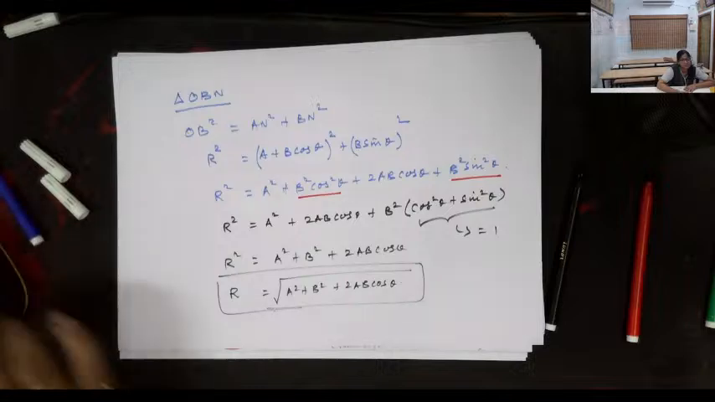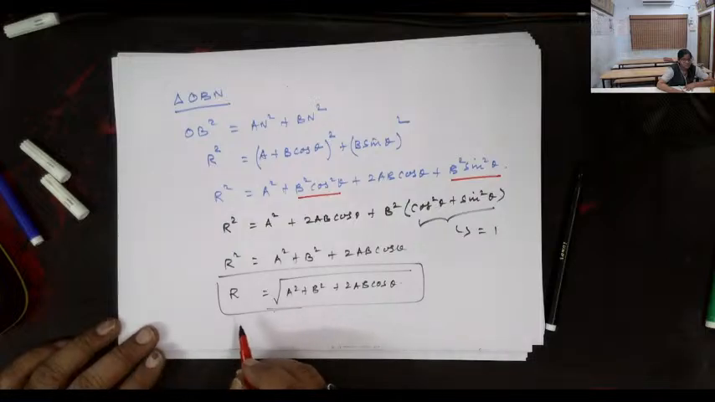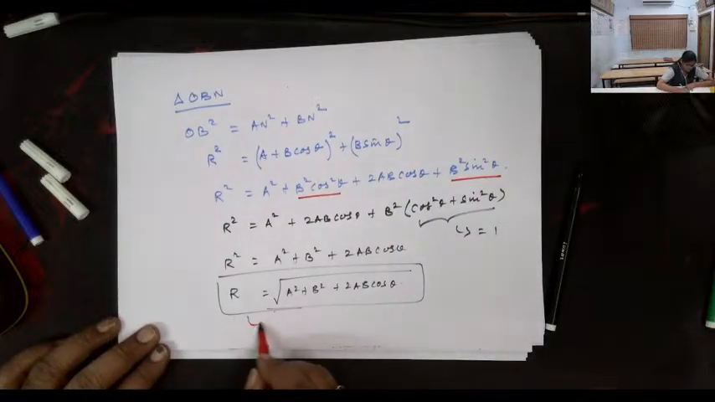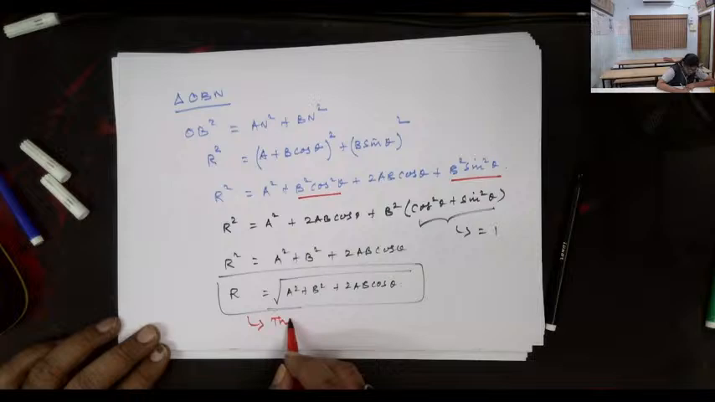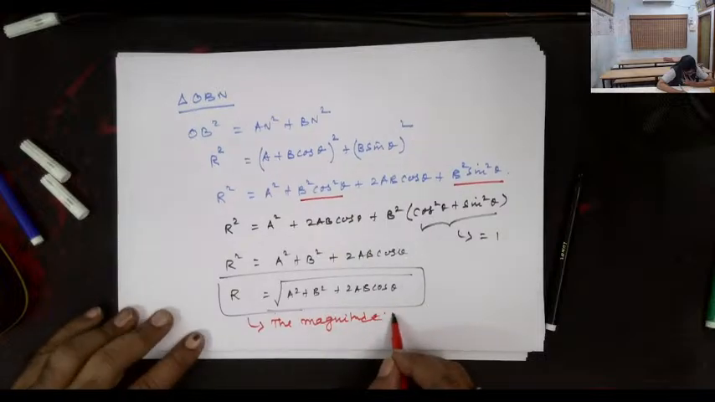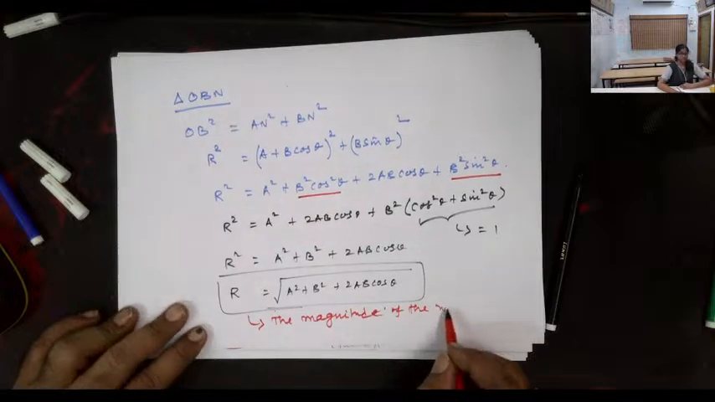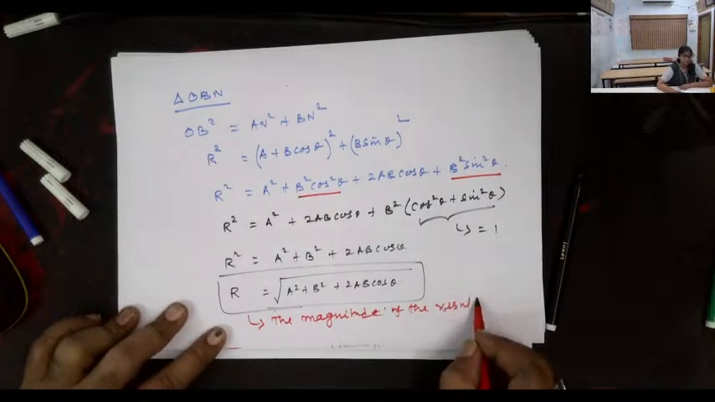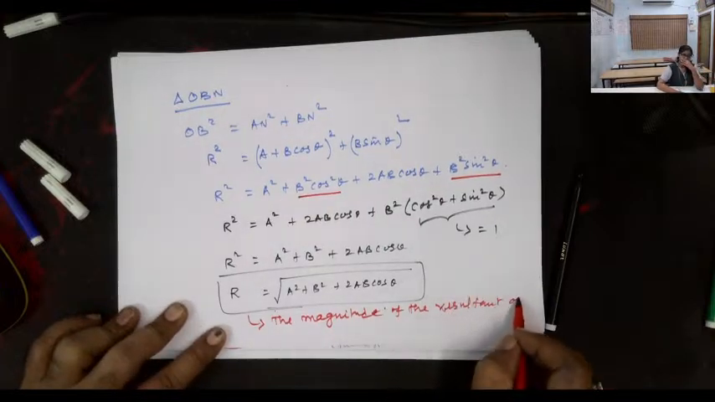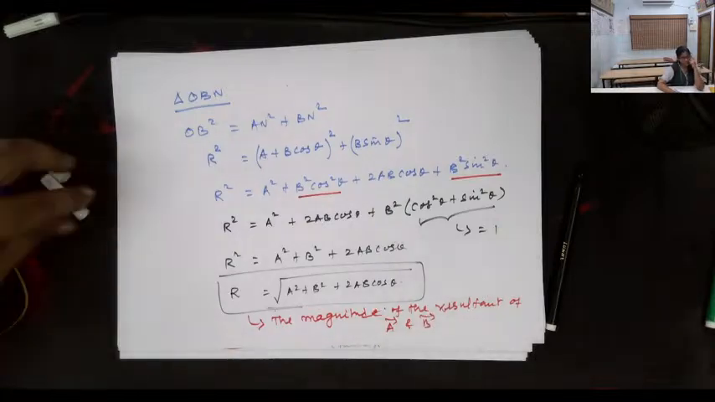So this is the magnitude of the resultant of vector A and B. This is called the magnitude of the resultant of vector A and vector B, right?